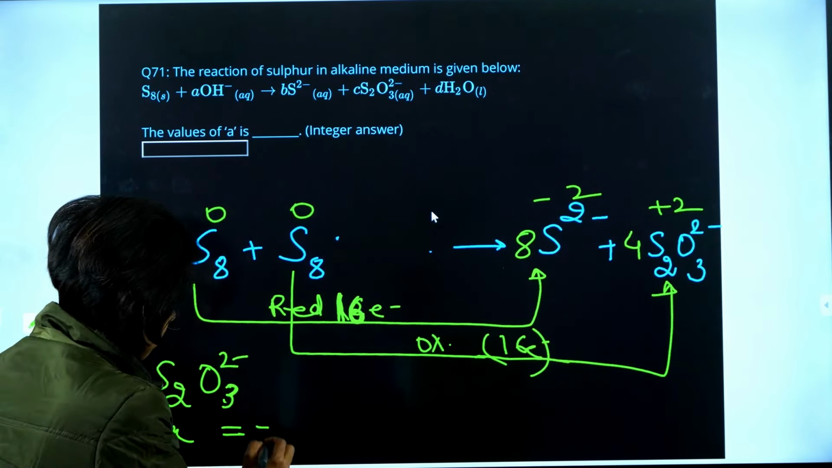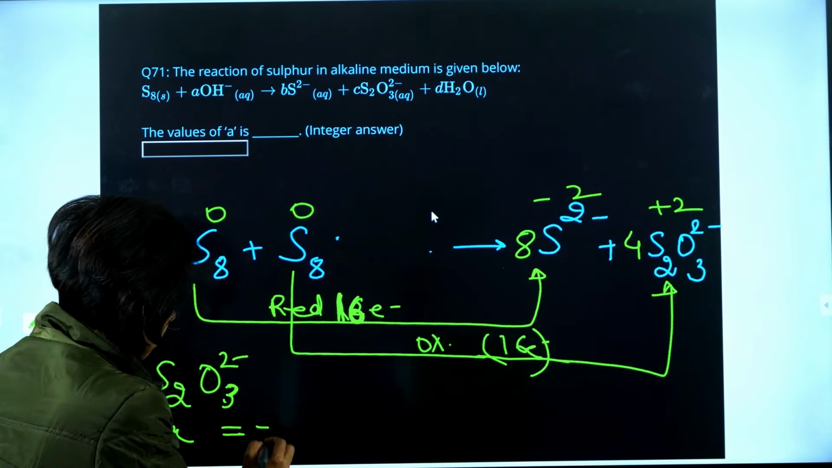So I hope now you can do it. You have to equate the number of sulfur atoms, the oxygen atoms, and of course hydrogen in the end. So the usual method, the way you balance in alkaline medium, that is how you are supposed to calculate. Done? Yes. So sulfur atom 8, 16 here, 8, 16 here.